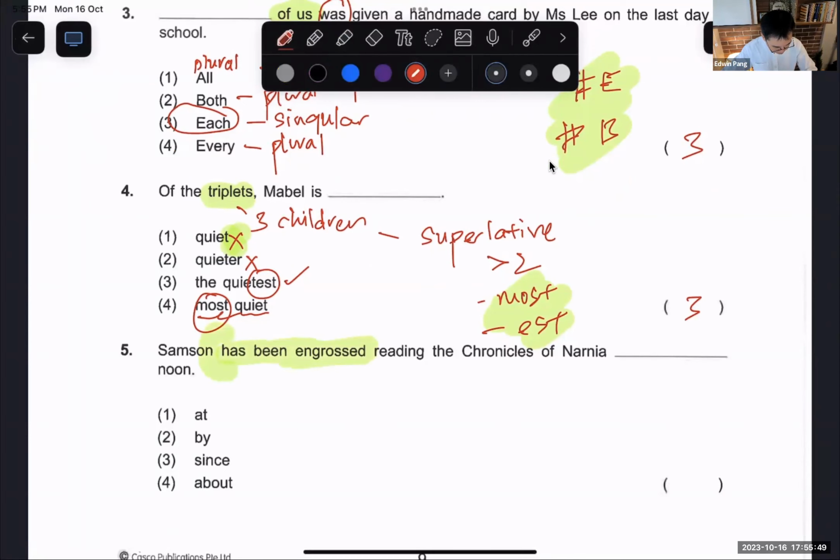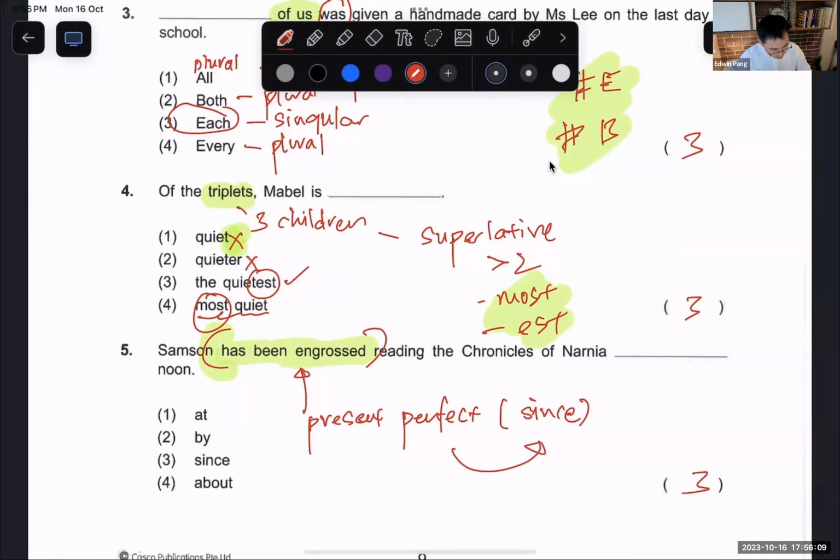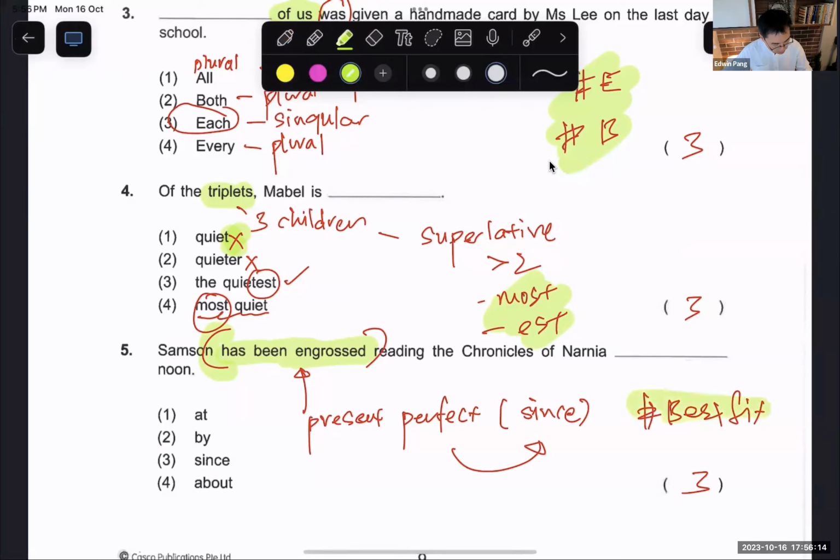Engrossed. Has been engrossed. This tense form is your present perfect. Present perfect form always pairs with the word since. So enough said, this is the best fit. I don't even need to read the question. I have been doing something since. He has been doing something since. They have been here since. They have written this book since. Whatever, it doesn't matter what the sentence is.